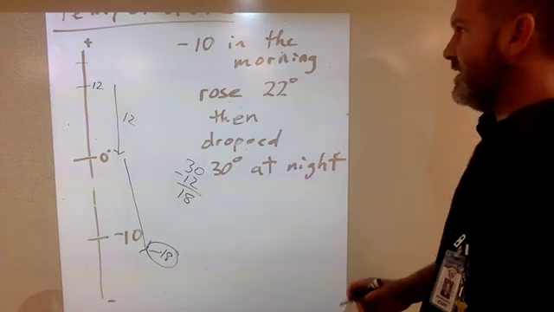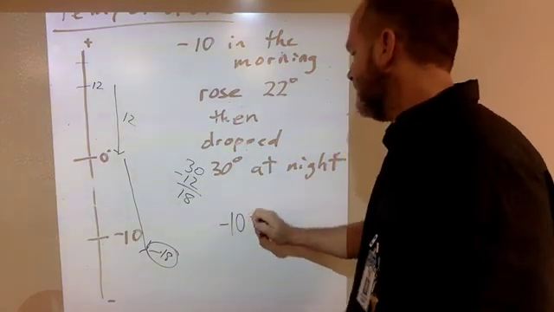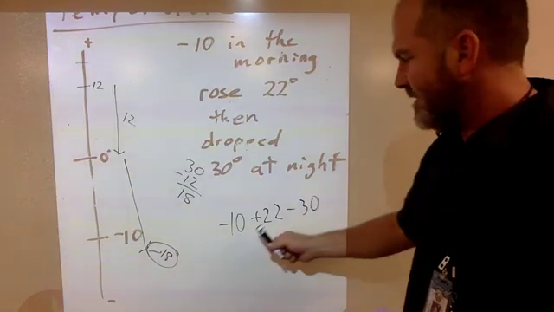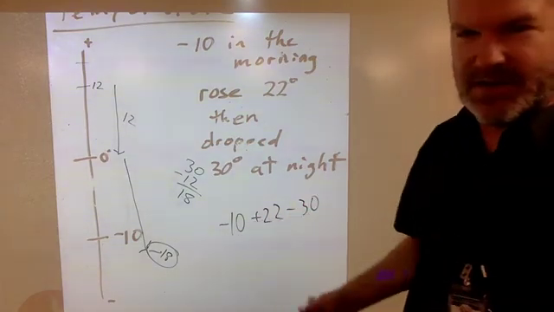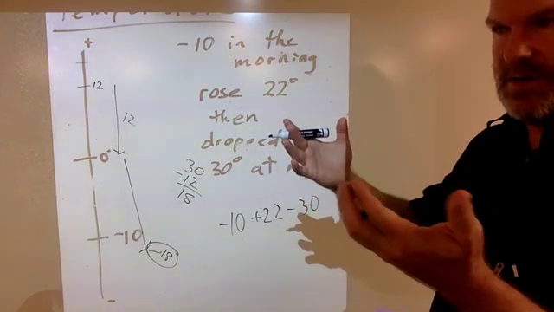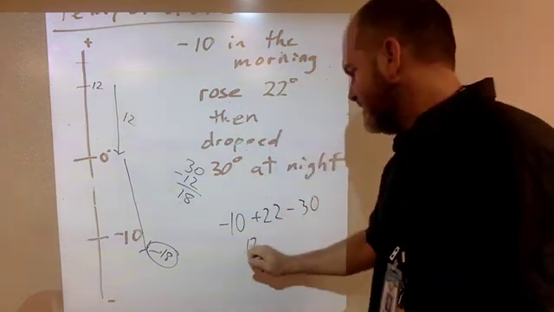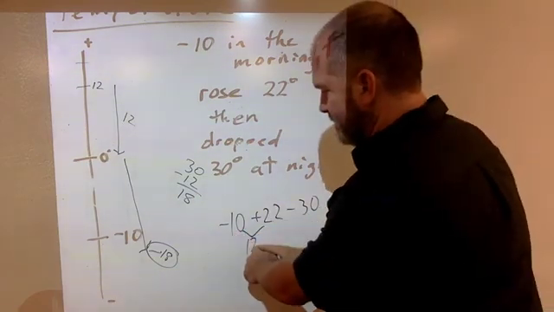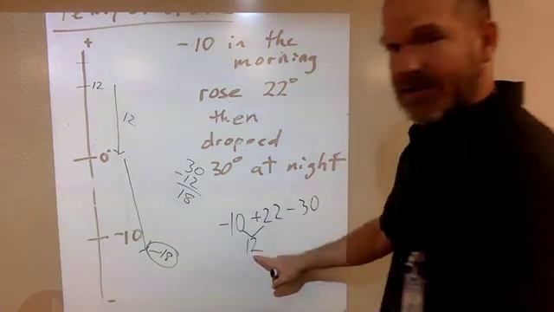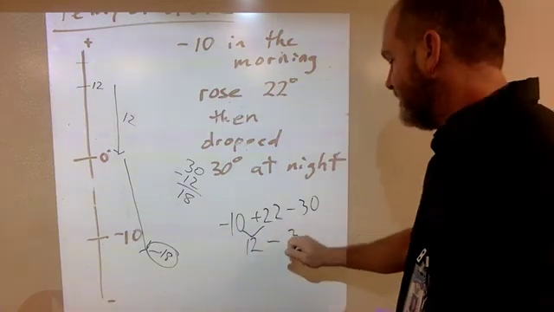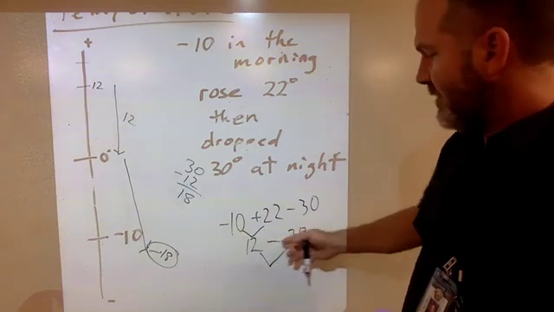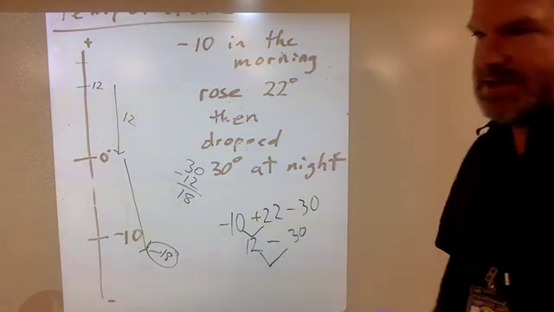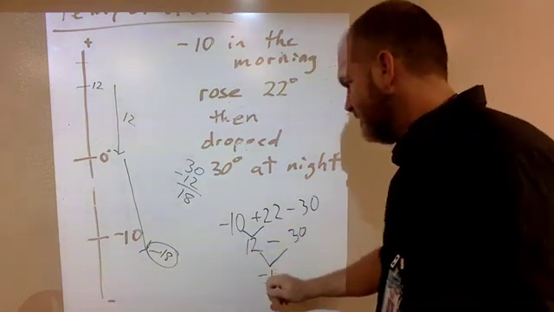If you don't want to use the number line, this would be negative 10 plus 22 minus 30 is what you're doing there. Negative 10 plus 22, you're adding 22 to a negative 10. That's enough to get you above 0. How much above 0? 12 above 0. So negative 10 plus 22 makes 12. 12 minus 30, if you take away 30 from 12, you're going to be below 0. So 30 minus 12 is 18, but since we're below 0, it's negative 18.